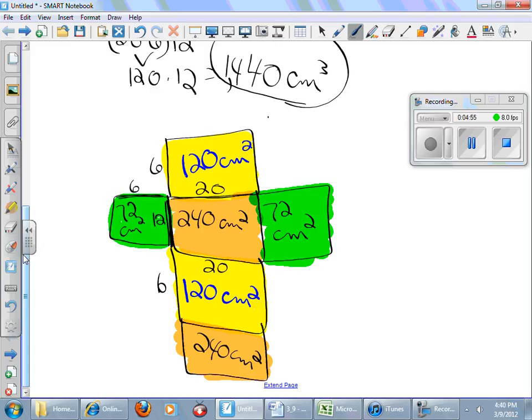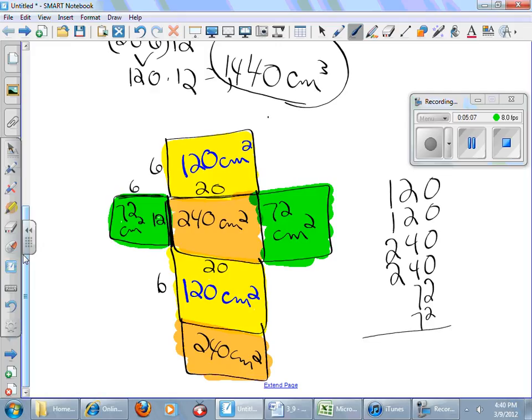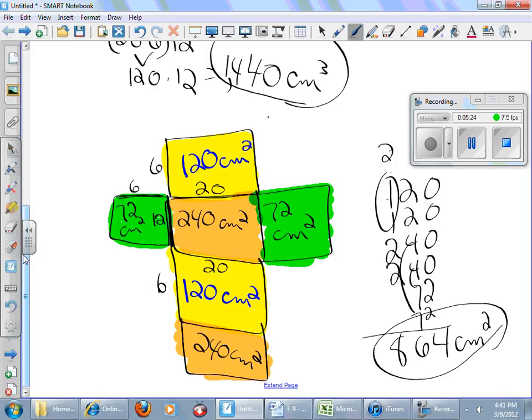All right, so now I just have to add them all up. I'm going to have 120 and I'm going to have 240, and I'm going to have 72 show up 2 times. All right, that's going to end in 4. That's 11. That's 11. I'm up to 22. 22 and 4 is 26. I got 2, 4, 6, 8. 864 centimeters squared. And there is your surface area.